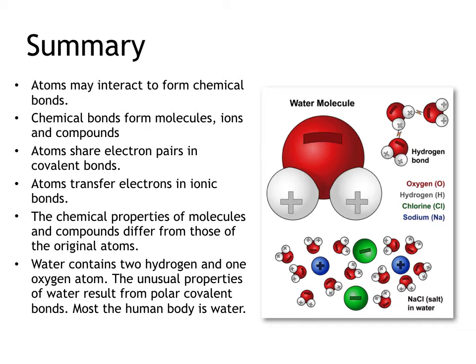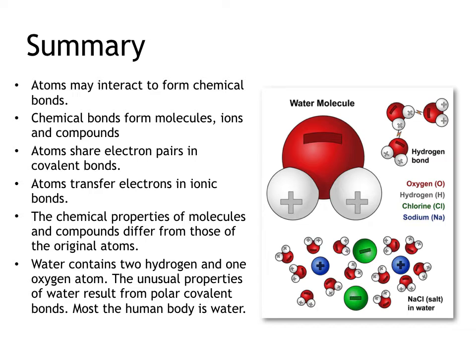Okay, last time we talked about how atoms interact to form chemical bonds, and these bonds join atoms to form molecules, ions, and compounds. Some atoms share electrons in covalent bonds, other atoms transfer electrons in ionic bonds. When bonds form, that changes the chemical properties so the molecule is different from the original atoms. The one molecule I went over was water.